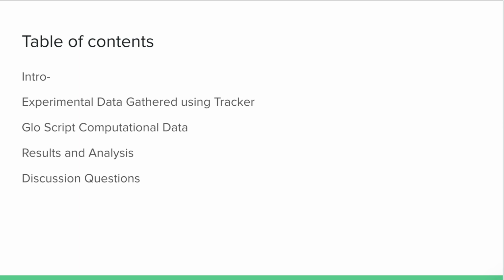My table of contents: first I'll have an intro where I'll go over any concepts and equations that I'll be using during my experiment. Next, I will show my experimental data, which was gathered using Tracker, my GlowScript computational data, my results and analysis, and then any discussion questions.